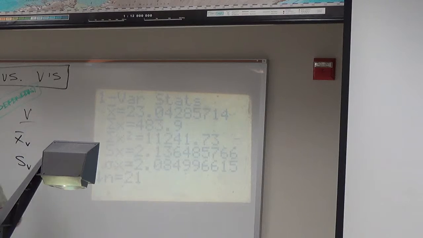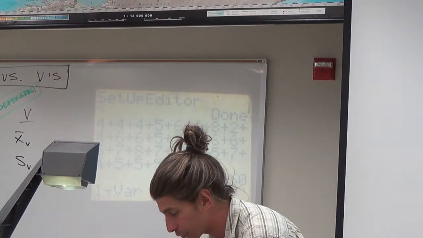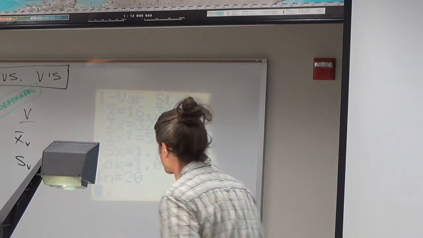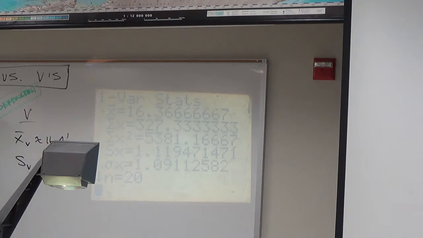And I'm going to run it again for the V-brakes. So 1 bar stats. I'm just going to change my list to L2. It looks like their average is about 16.4 feet, plus or minus about 1.1.